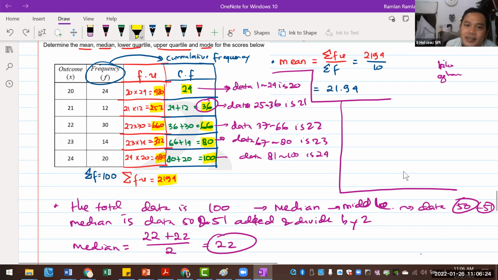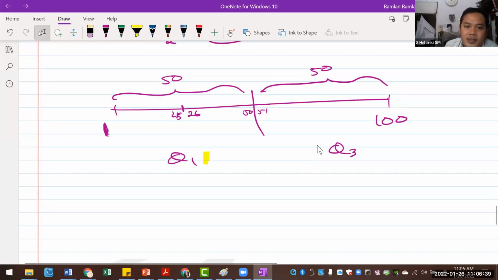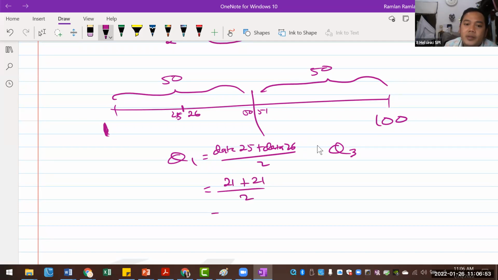Dari mana lihatnya? Dari sini. Nih, ya kan? Data nomor 25 ya 21. Data nomor 26 juga di sini kan? 21 juga. Oh, berarti which means that we can determine the first quartile is actually data number 25 plus data number 26 divided by 2. So data number 25 is 21, and data number 26 is also 21, divided by 2. Then you also get 21. So this is going to be the lower quartile.